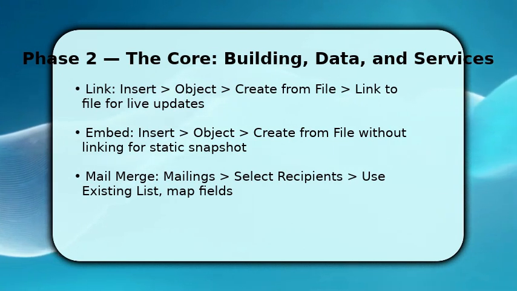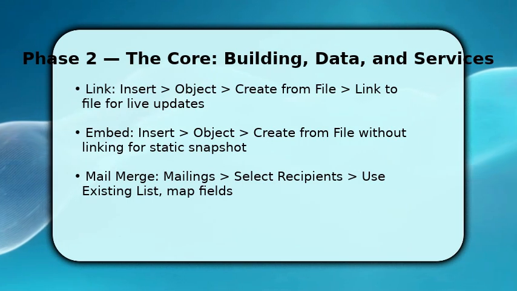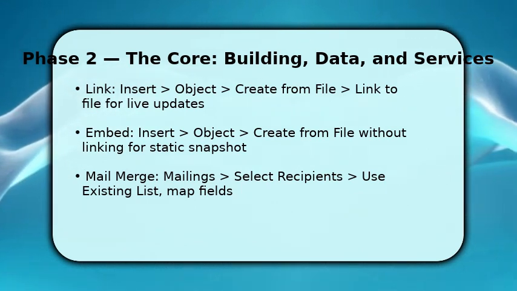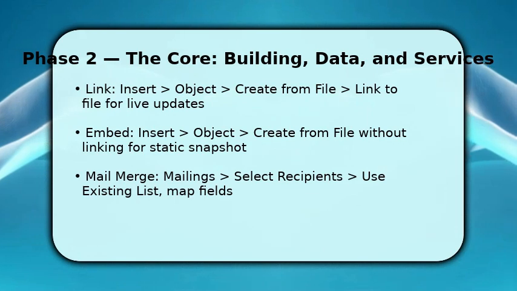For personalized documents, choose mailings, select your Excel sheet as the recipient list, then map fields precisely to merge fields. While mapping, verify sample records to ensure names, dates, and numbers align correctly with formatting.